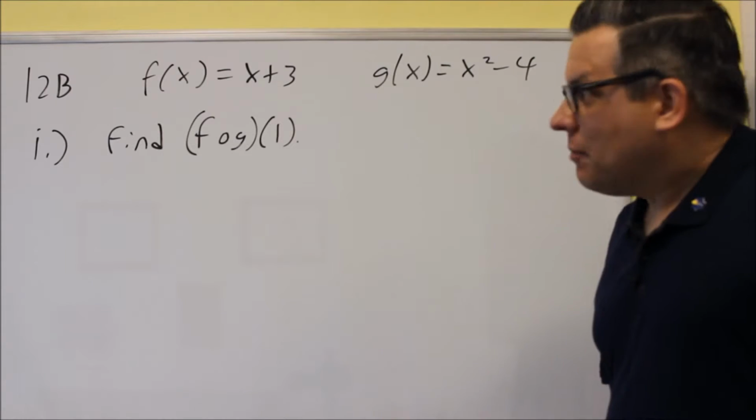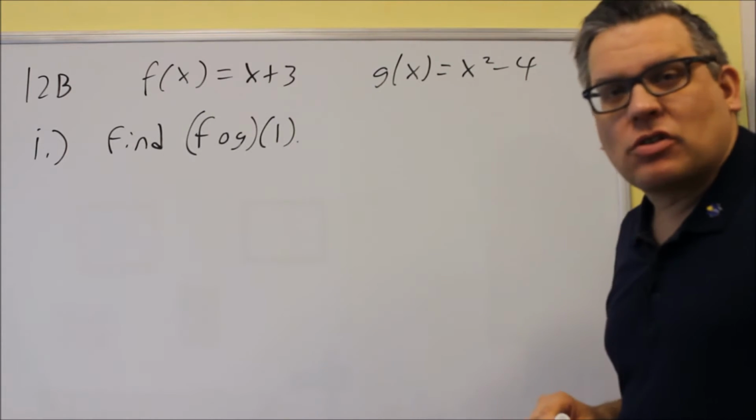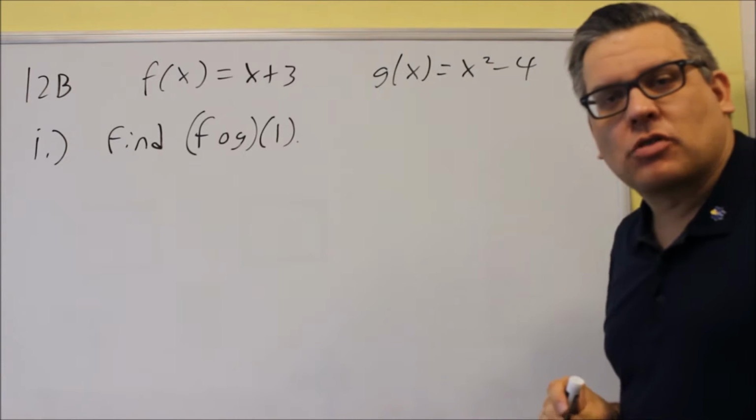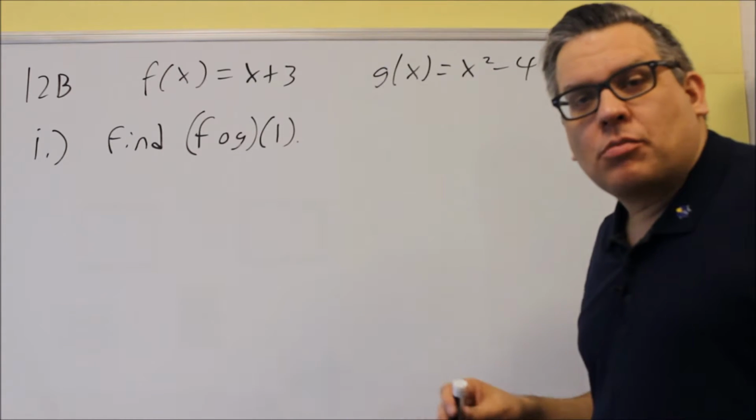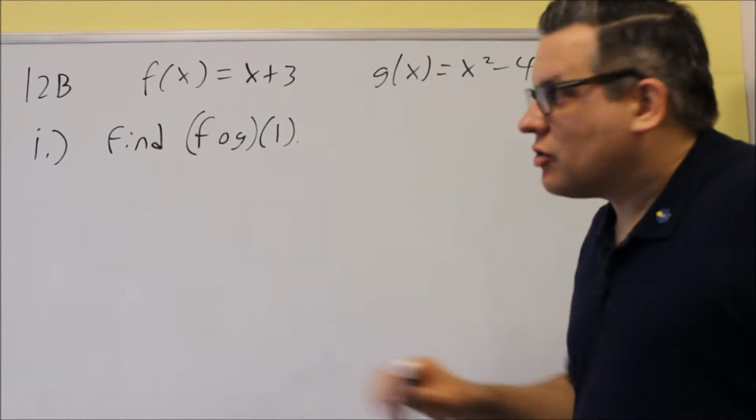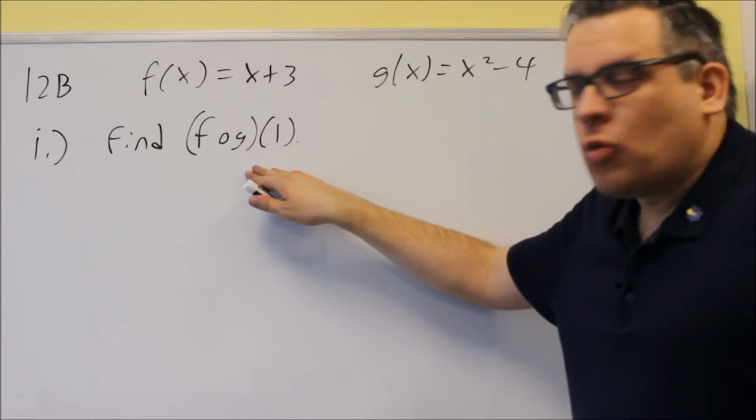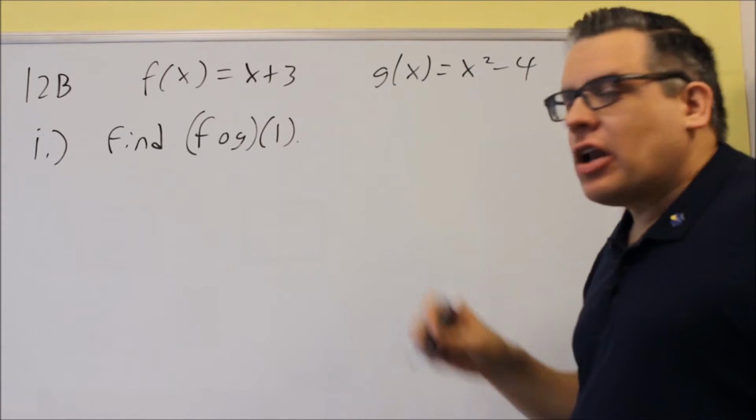Okay, for 12b, we have these two functions given to us, x plus 3 and x squared minus 4. I'm going to go through the same steps as the 12a. So first of all, there'll be a numerical 1 for part I. So they want f of g of 1.